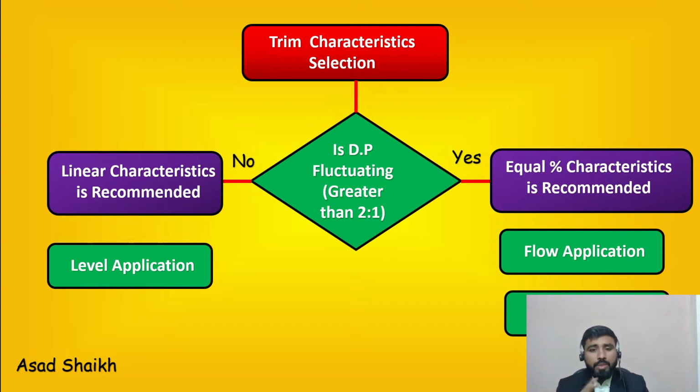But I would say go with this rule of 2 is to 1 and 5 is to 1. Less dP fluctuation, go with linear. High dP fluctuation, go with equal percentage.